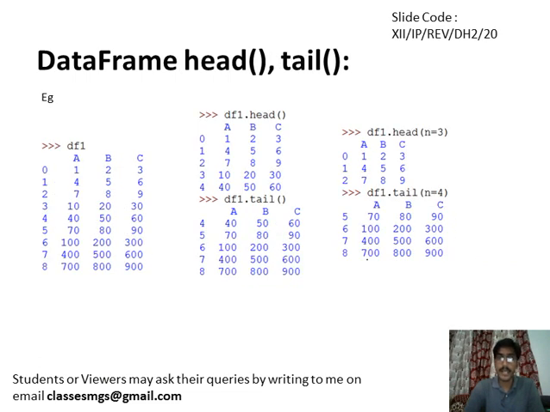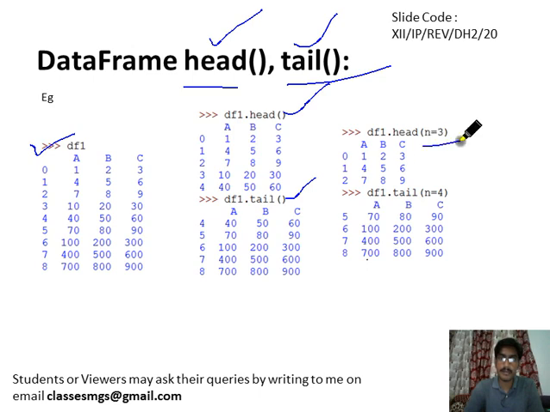Next is the head and tail function. We have already seen those head and tail functions in the series object also. In a similar way there will be head and tail here too. Head will fetch the top 5 rows by default and tail will fetch the bottom 5 rows by default.